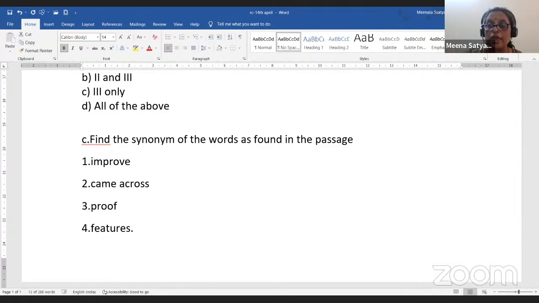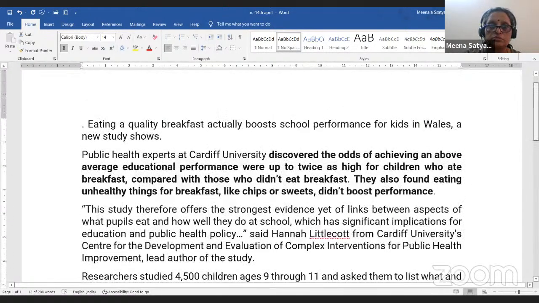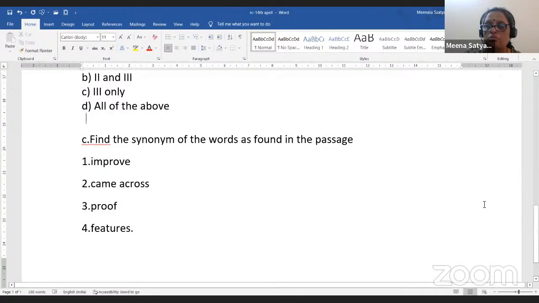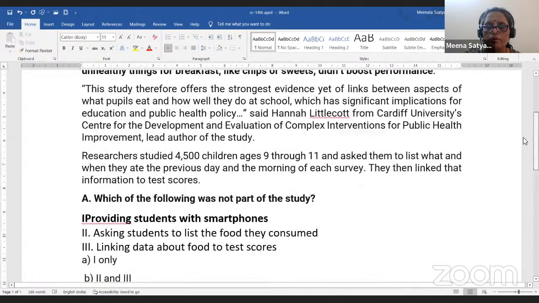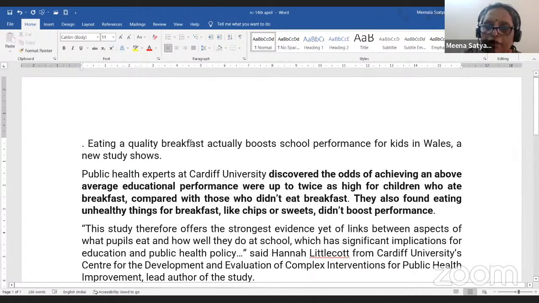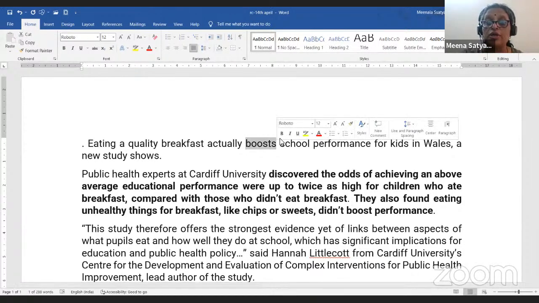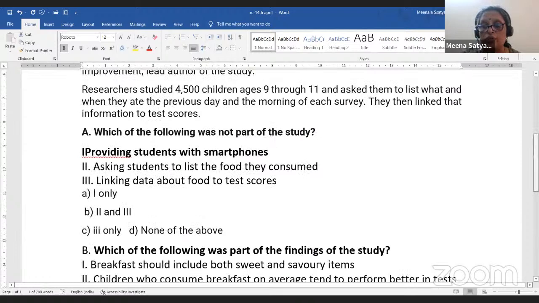So let's see. Improve. Find the synonyms of the words as found in the passage. The first one is improve. Eating a quality breakfast actually boosts school performance. So improve. You got your first word here itself. It improves school performance for kids in Wales, a new study shows. So boost is the first one.